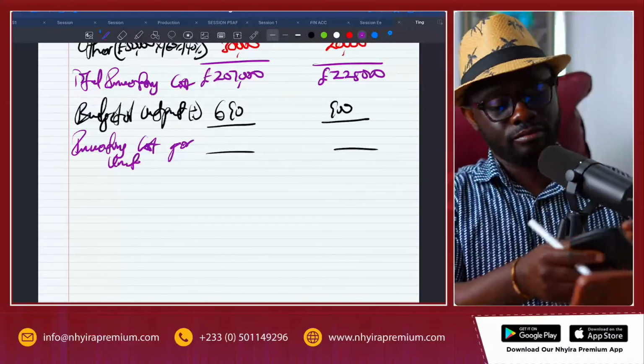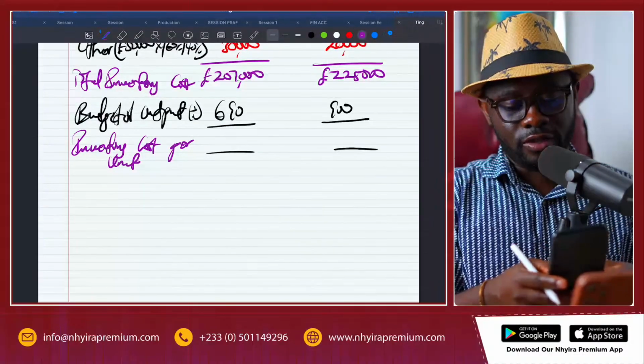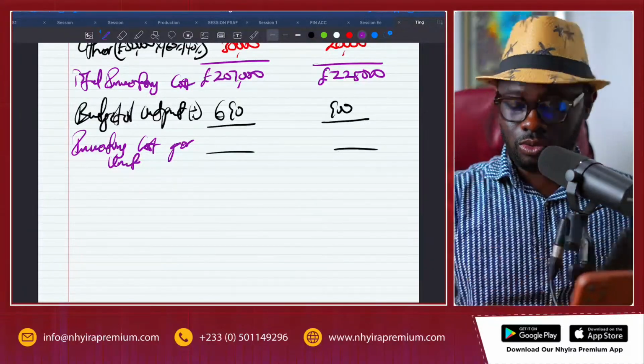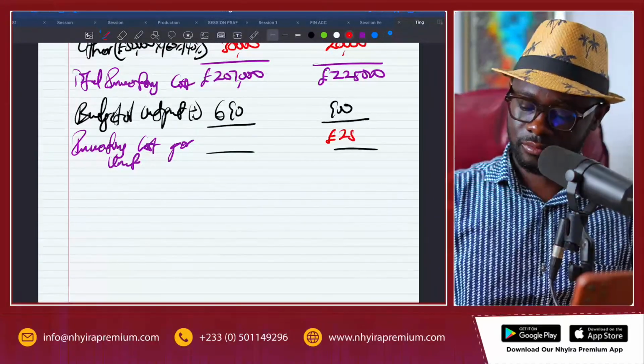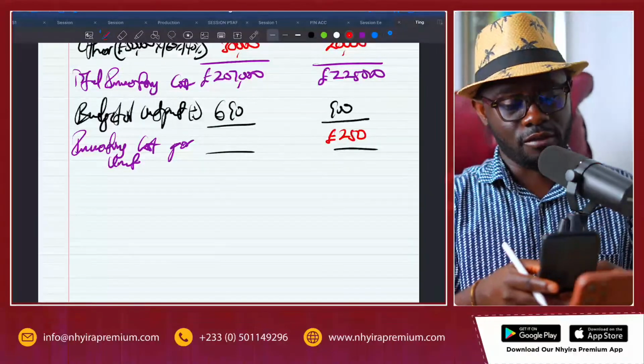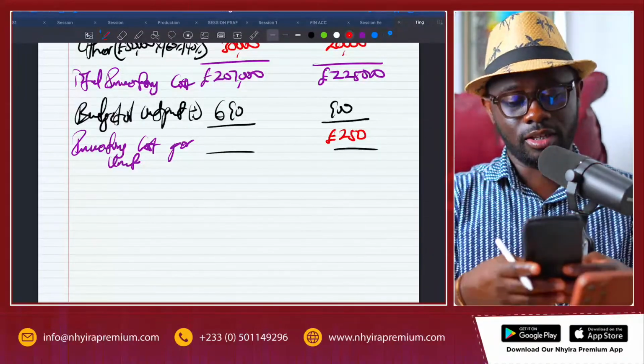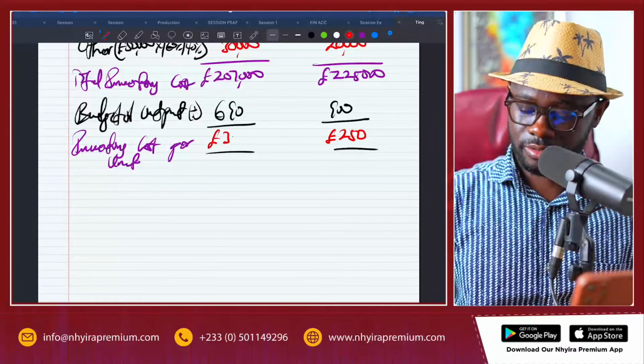What we got? 225 and 23 by 900. Ooh, 250 pounds here. 207 by 690. Ooh, 300 pounds here.